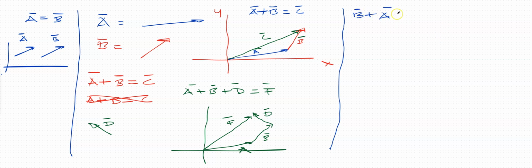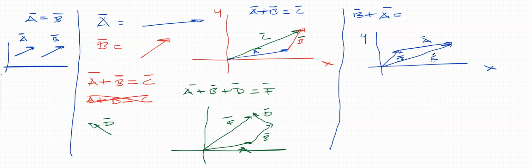So let's see what we get. I'm going to plot my X and my Y. If I have to do B plus A, that means I plot B first, which we can see is like this, right here. And then where B ends, I'm going to plot A, which looks more like this. So C will be this vector here.